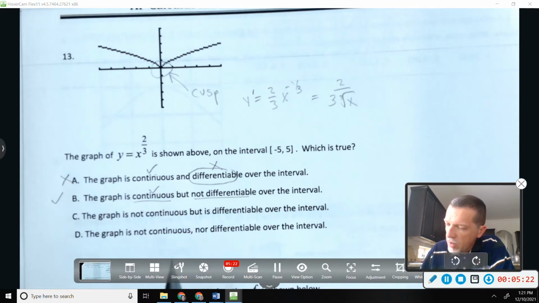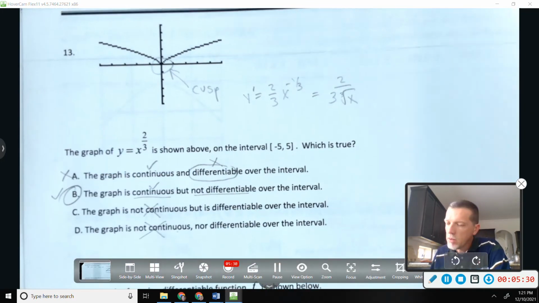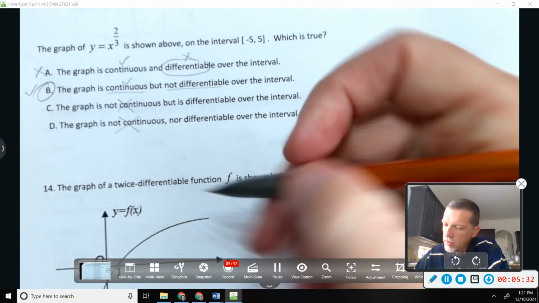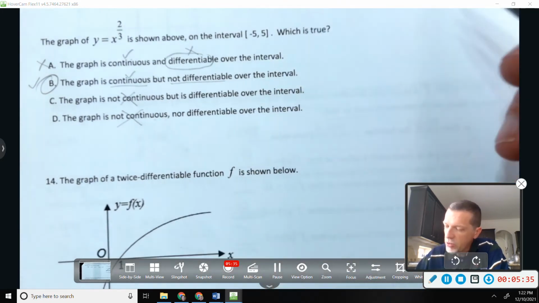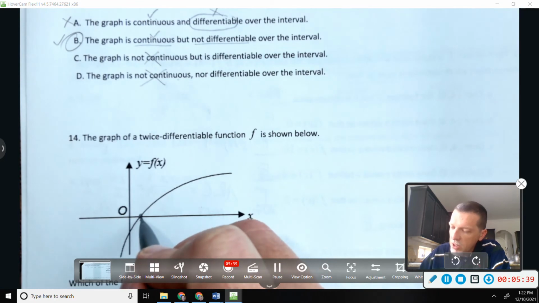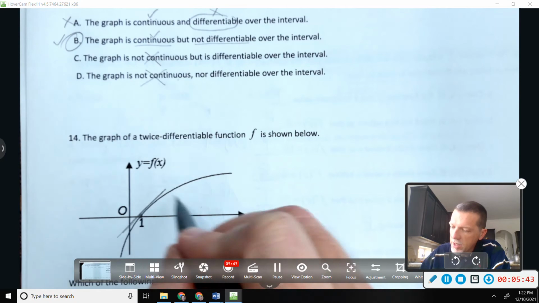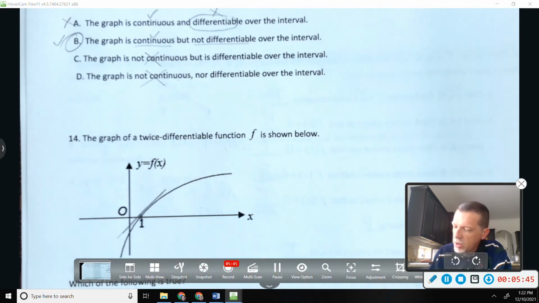Let's keep going though. The graph is not continuous. No, that's not true. It's continuous. The graph is not continuous. No, it's continuous. So yes, it's answer B. 14 we're not doing, but that was an old test question. It has to deal with the function being 0, the slope is positive, but the concavity is negative, and so you can kind of put those in order.